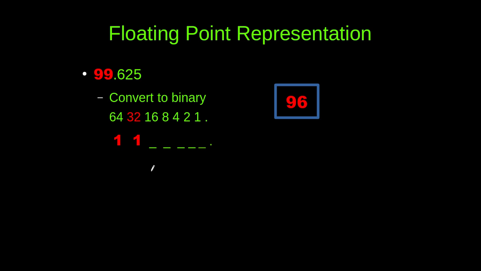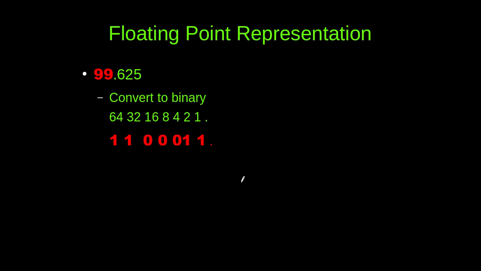Yes. I have 96 now. How much is left? This is the way I do it. I'm left with 3, so 2, 1, and those are going to be zeros. I have a 2 and I have a 1. So this is my binary 99.